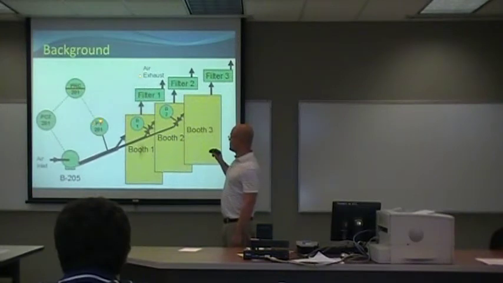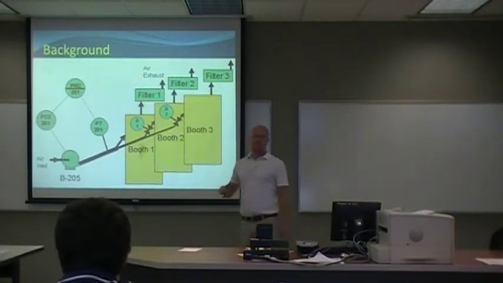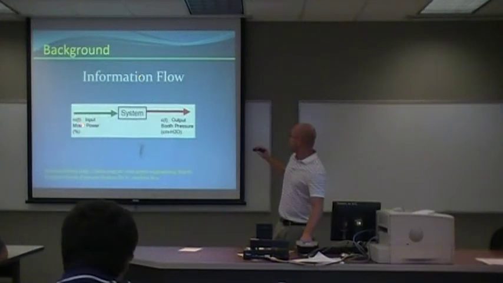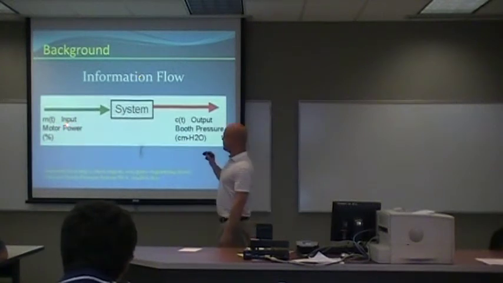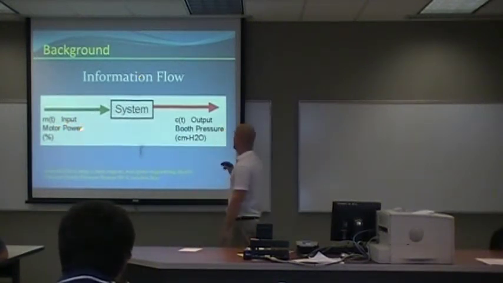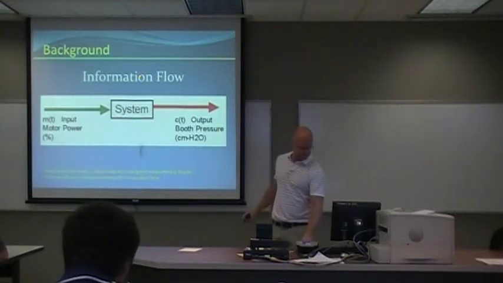You have a pressure transmitter, which records the data coming into this, sends it back to the pressure recording control, which creates a feedback loop for the system. Okay, this right here is a schematic or a diagram showing the information flow into and out of the system. MT is a manipulated variable. That's what we input into the system, which basically is a percent power for our blower. Goes in the system, comes out as a control variable, which basically regulates the booth pressure in the system.